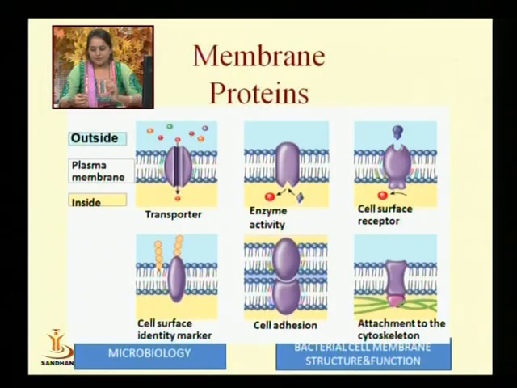Now membrane proteins are attached with the bilayer, which creates a suitable environment for the functioning of a cell membrane. As we can see from the slide, the transporter proteins work for transport. They work as enzymes and do enzyme activity to convert the substrate to product. They work as receptors. They work as surface identifying markers. They work for cell adhesion. They also attach to the cytoskeleton.